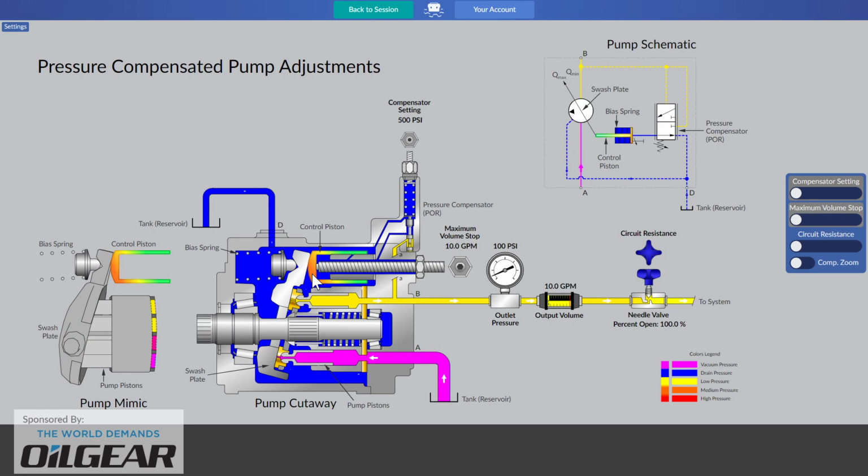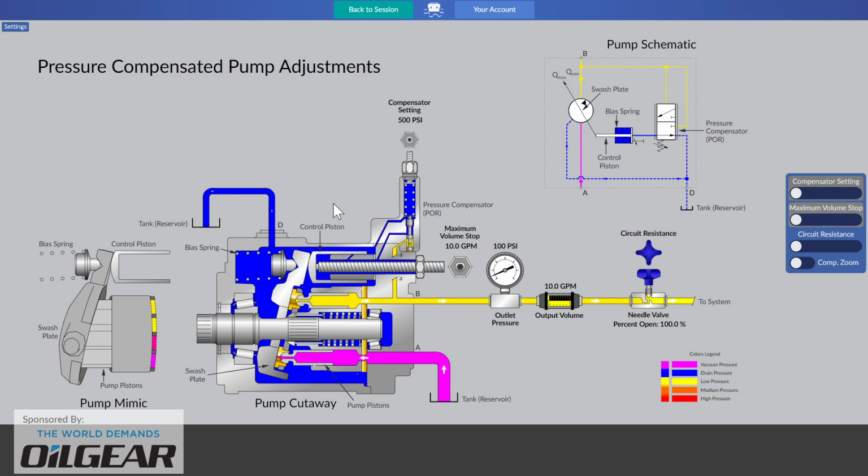And you'll see as I'm hovering over various components in this pump that if you look to the symbol in the upper right corner of the screen, some of those components are also lighting up to help you understand how to read the schematic symbol.